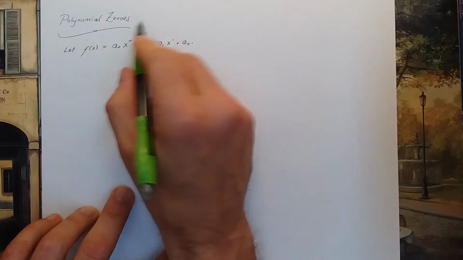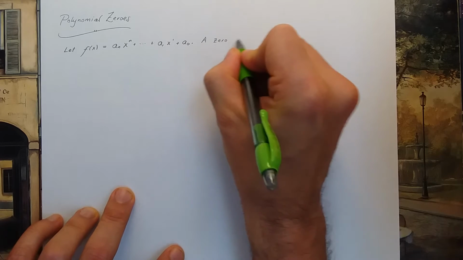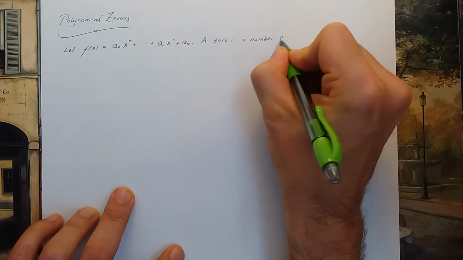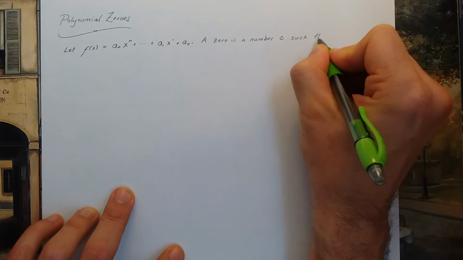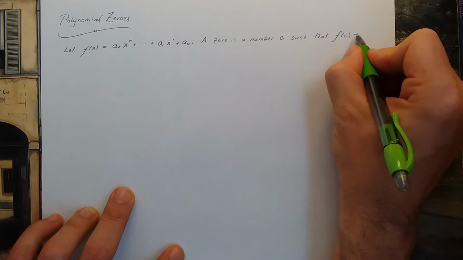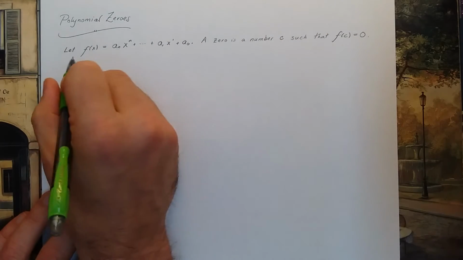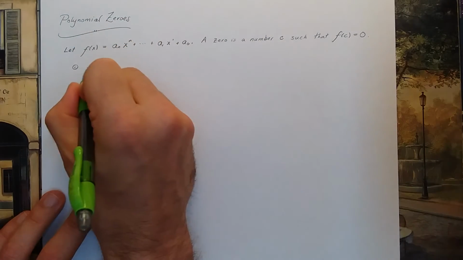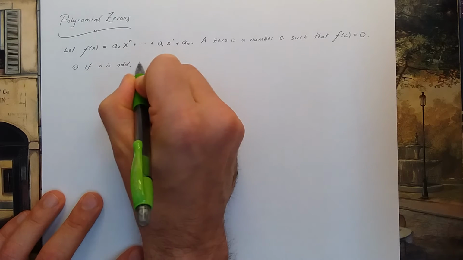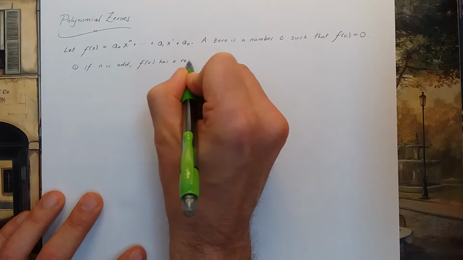To be clear what I mean by a 0, I'm going to say that a 0 is a number c such that if I plug in c into my function, I get out 0. So here are two observations about zeros of polynomial equations. If n is odd, then f of x has a real 0.